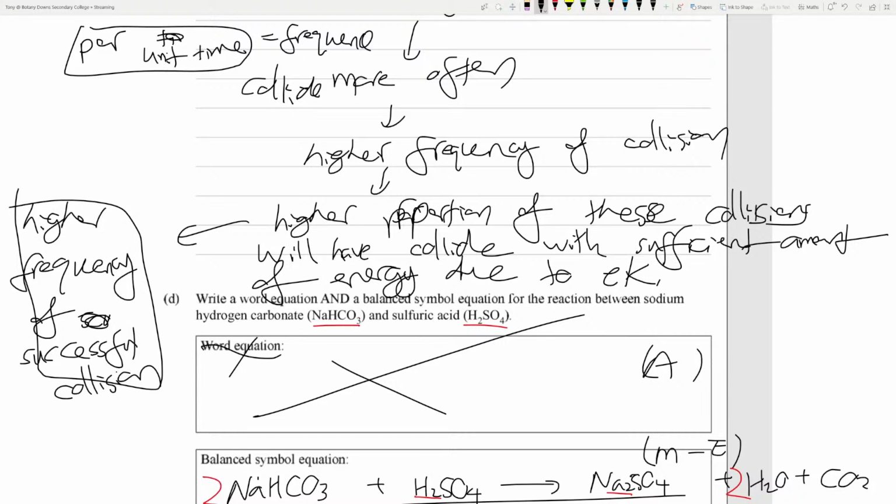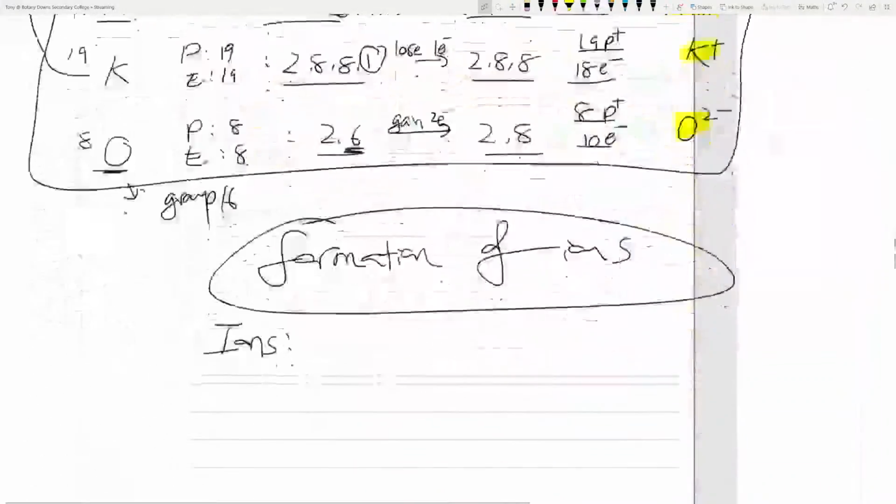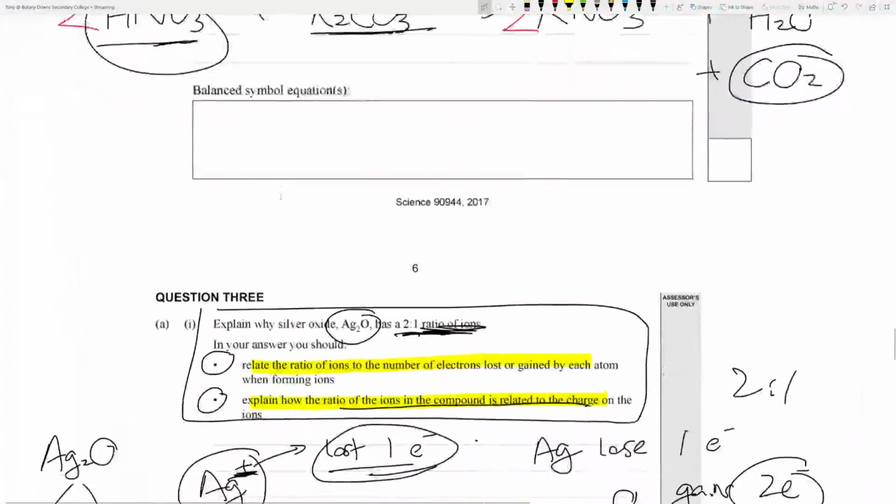So you either say higher frequency of successful collisions, or you say higher number of successful collisions per unit time. If you want the merit or excellence, you have to say that. I can't stress it enough. If you don't understand rates of reaction, I strongly recommend you have a look at those model answers on the NCEA website. Grind through those, and you shall be rewarded. Okay.